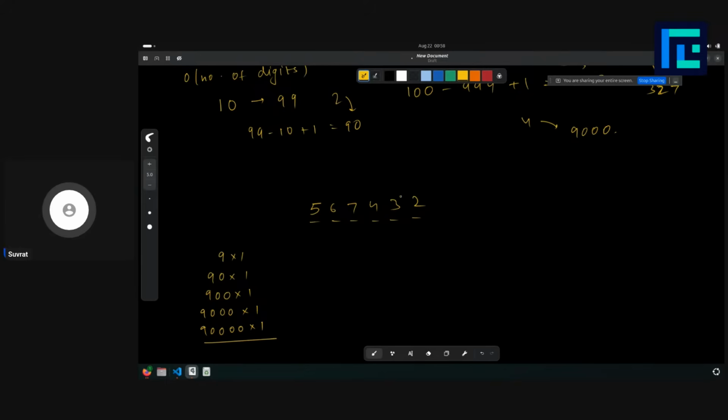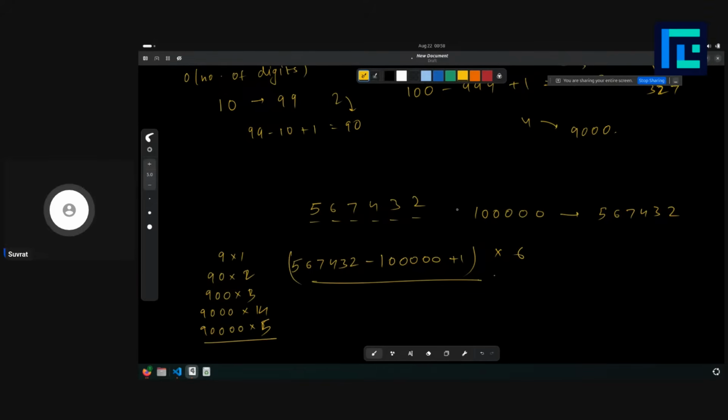And now for the 6 digits, we'll have from 100000 to 567432. So what we can do is 567432 minus 100000 plus 1, into 6, plus 9 into 1, 90 into 2, 900 into 3, 9000 into 4, 90000 into 5. So this way we can calculate the number of digits till a certain number in O of number of digits.